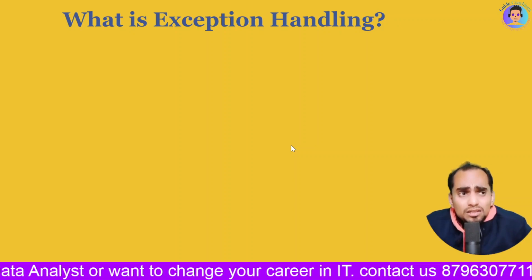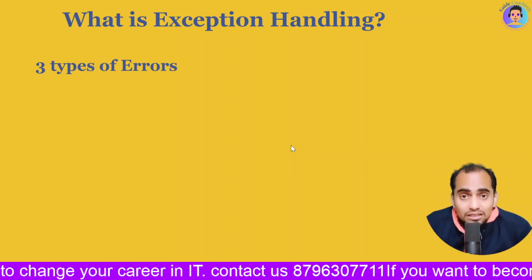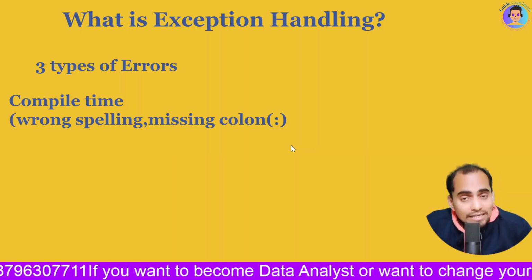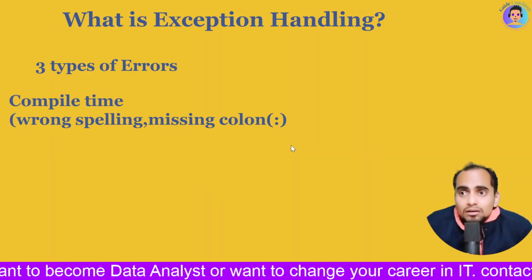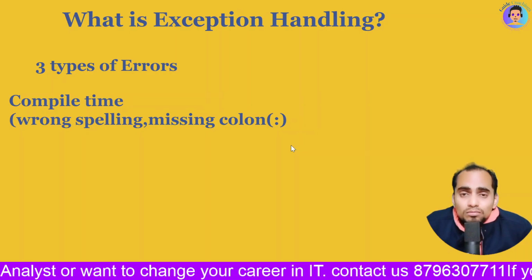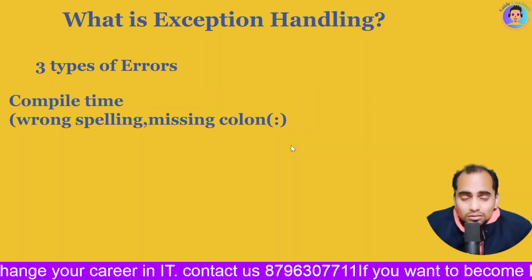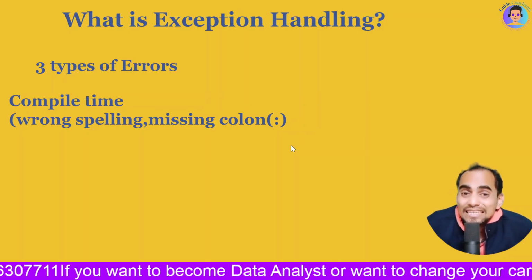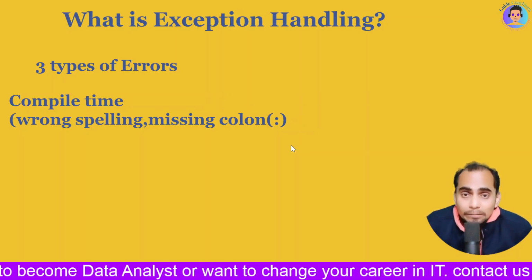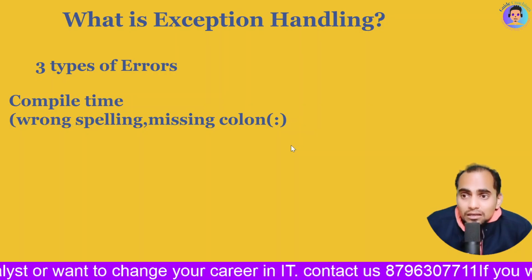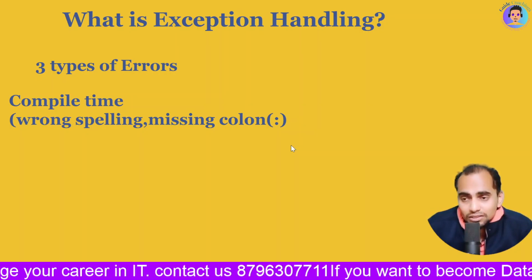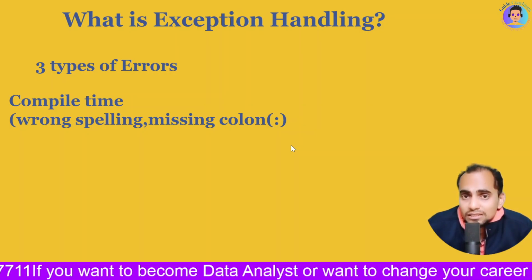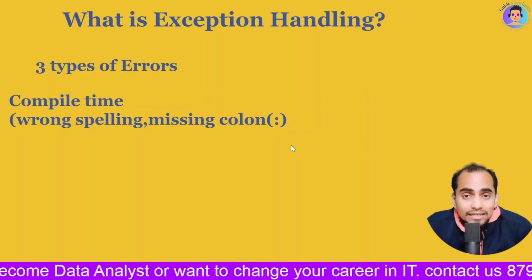So in general, there are three types of errors which can occur while writing a program. The first one is your compile time error. If you're writing, let's say, a for loop or an if condition, and you missed a semicolon or a colon, or you wrote print with the wrong spelling, that type of error is considered a compile time error. While you are compiling the program, the compiler will give you the errors, saying these are the issues with your code, so please fix them. Once you fix them, there comes the second type of error, that is your logical error.